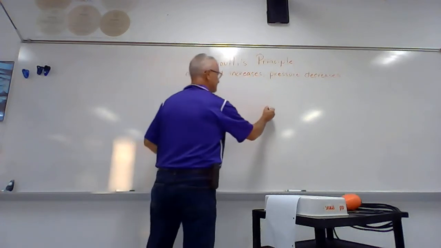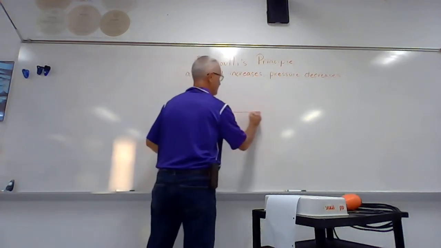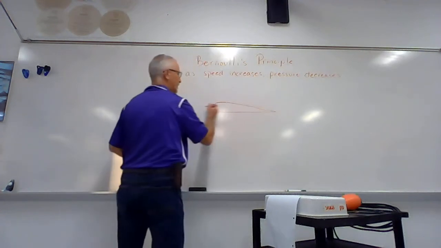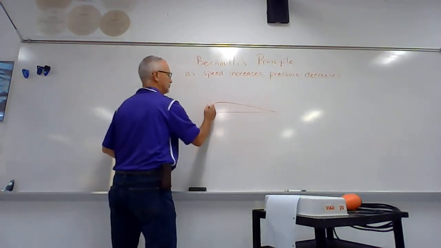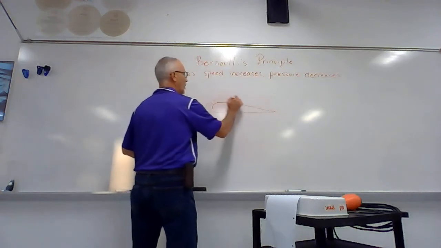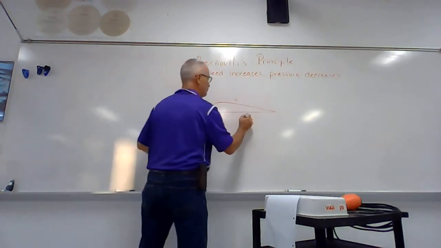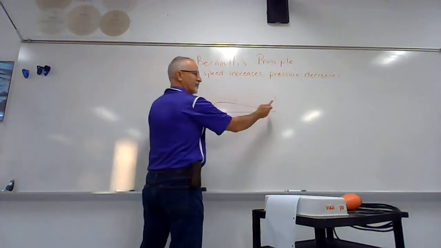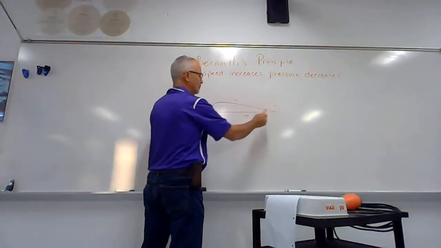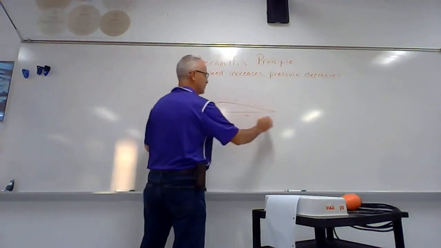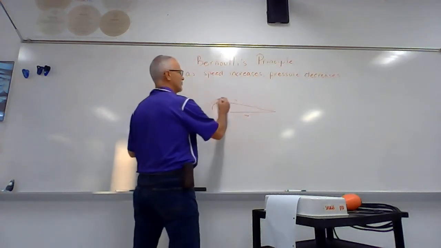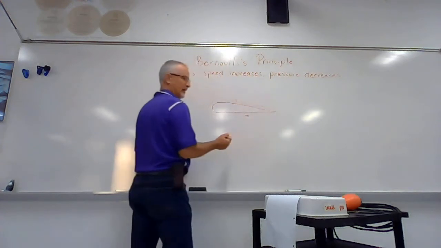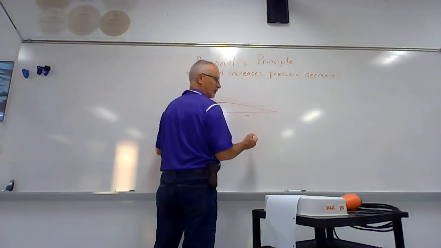Airplanes have wings. And as the airplane moves through the air, particles move over the wing and under the wing. Well, the air particles that move over the wing have a further distance to travel than those under the wing. And because it's a further distance, these particles have to move faster than the particles under the wing.